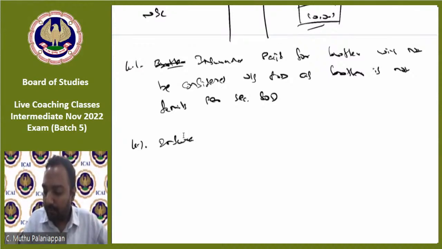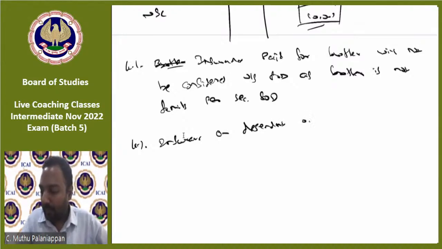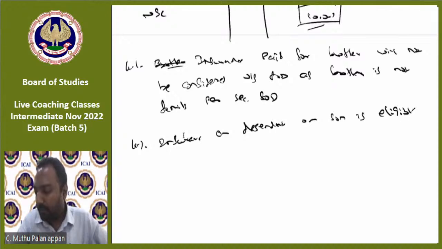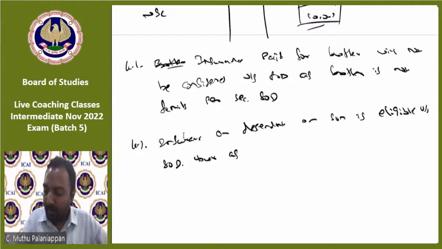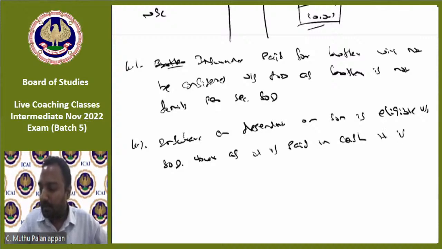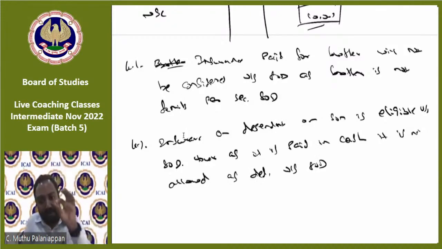insurance on dependent major son is eligible under section 80D. However, as it is paid in cash, it is not allowed as deduction under section 80D. Clear? So I write it very precisely to the point on what I'm trying to convey.